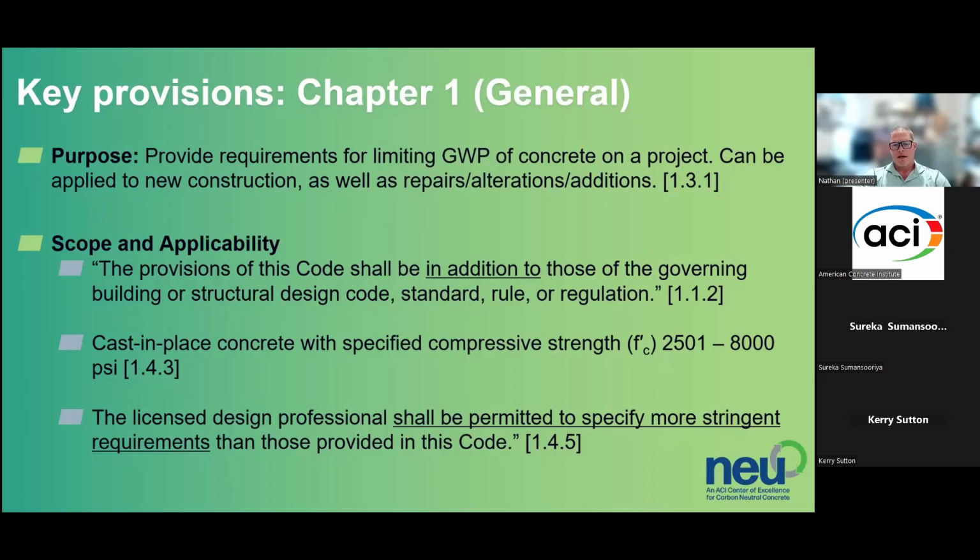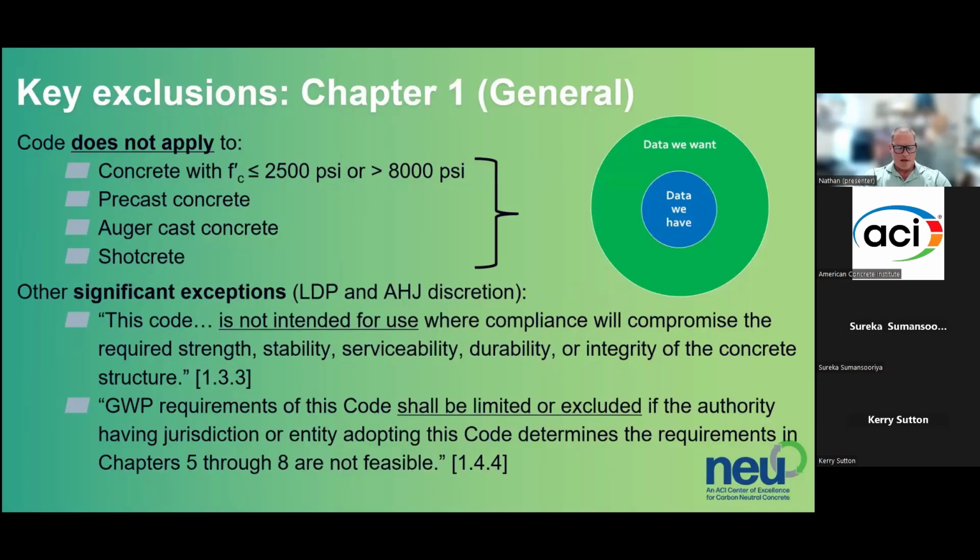But as you'll see later on, the adopting authority of the code can waive provisions of the code if it feels that they're not in the public interest. So the code does not apply to concrete less than 2,500 psi or greater than 8,000 psi. It doesn't apply to precast, auger cast, or shotcrete, and that's again because of the data that we had available to use relative to the data that we want. Toward the end of the presentation, I'll talk about how we may be looking to improve that, but for now, that's where we have. Again, the code is not intended where compliance might compromise required strength, stability, or serviceability.